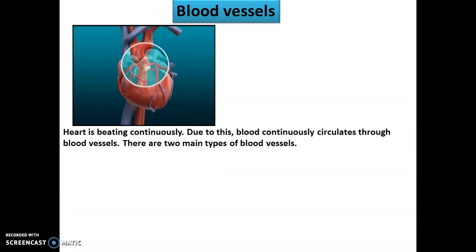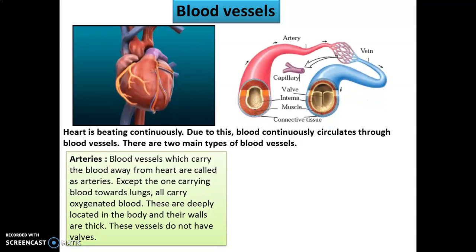Okay, now moving to blood vessels. We all know that the heart is beating continuously. Due to this, blood continuously circulates through blood vessels. And we have 2 types of blood vessels. The first one are called arteries. So these are the arteries. In the diagram you can see the red colored ones, children, these are the arteries.